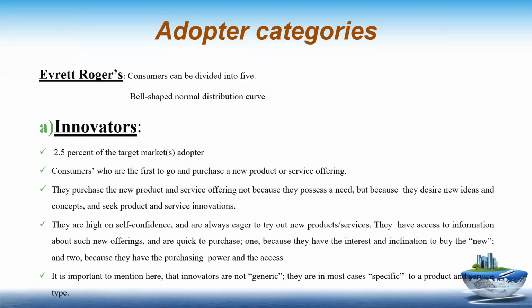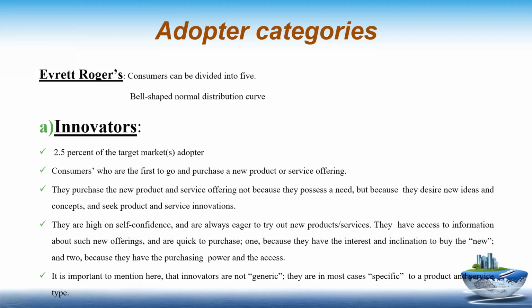This is very, very important for exam purposes. These adopter categories were given by Everett Rogers. The consumer can be divided into 5 categories: innovators, early adopters, early majority, late majority, and laggards. The classification of adopter groups takes the shape of a bell-shaped normal distribution curve.